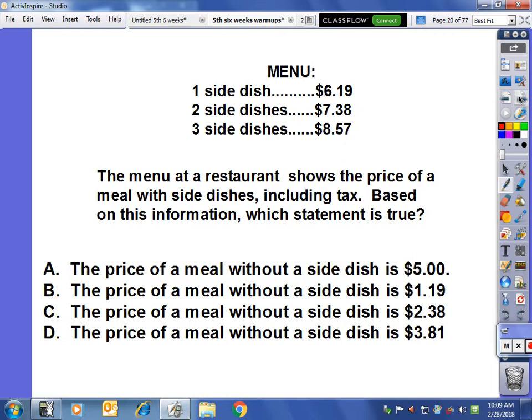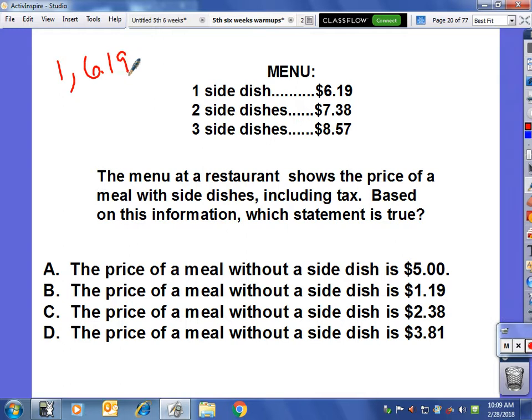Now, look at this. This, to me, looks like points. I am seeing that they're giving me some data points. What's one of the points they gave me up here? 1, 6.19. What's another point they gave me? 2, 738. 3, 8.57. Now, I have points.